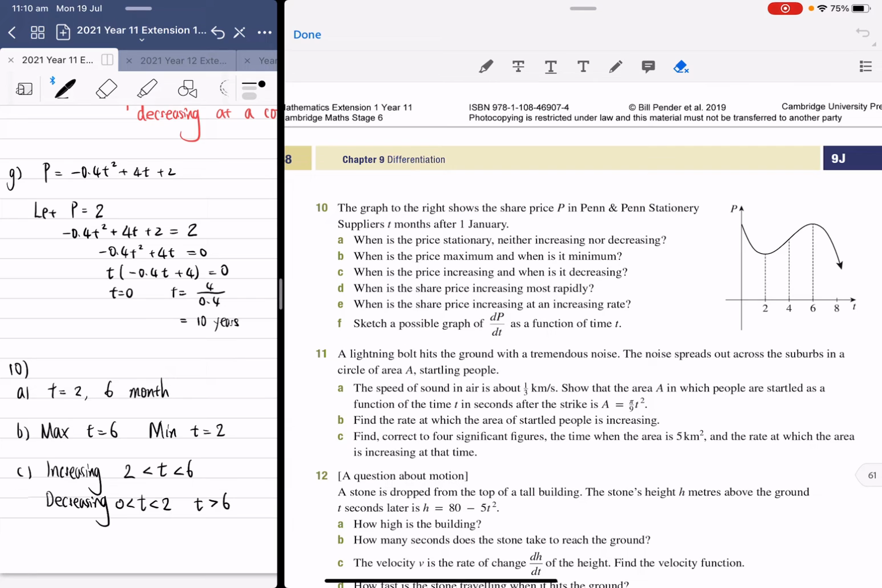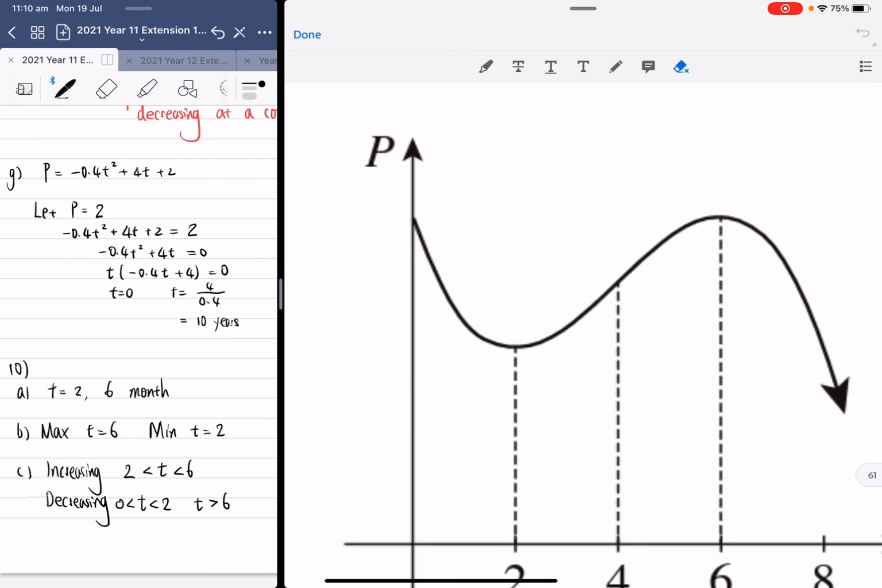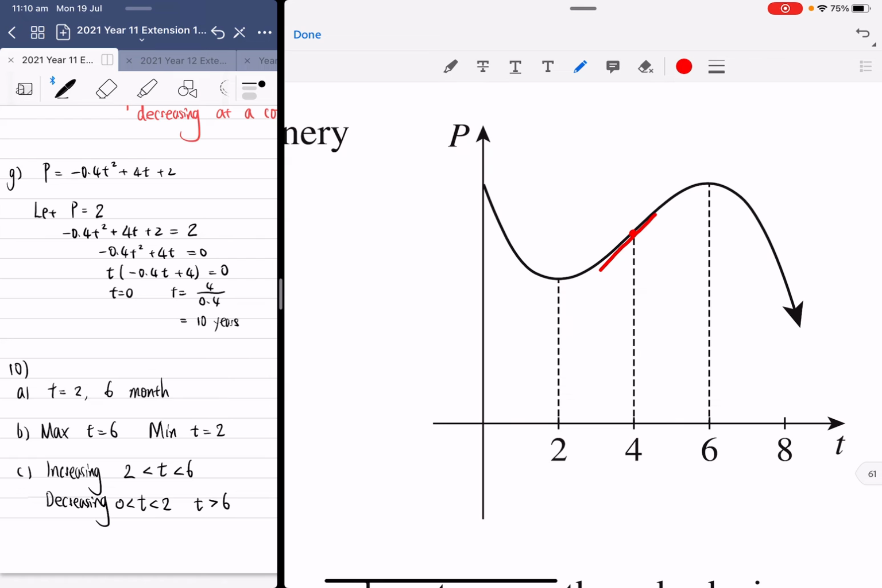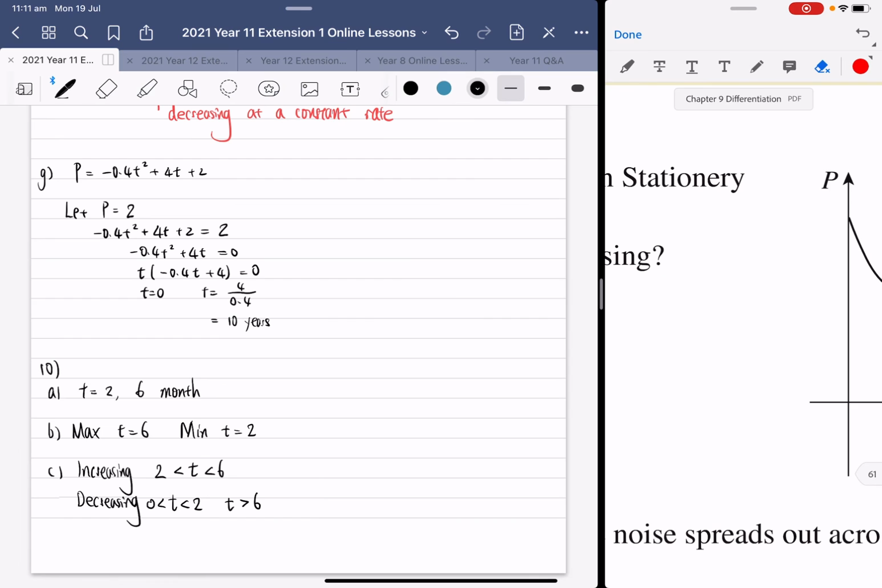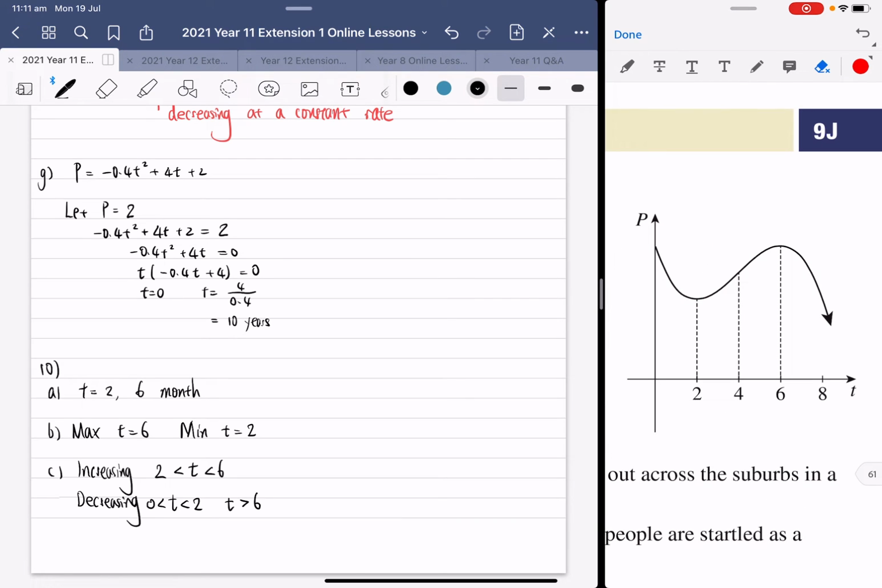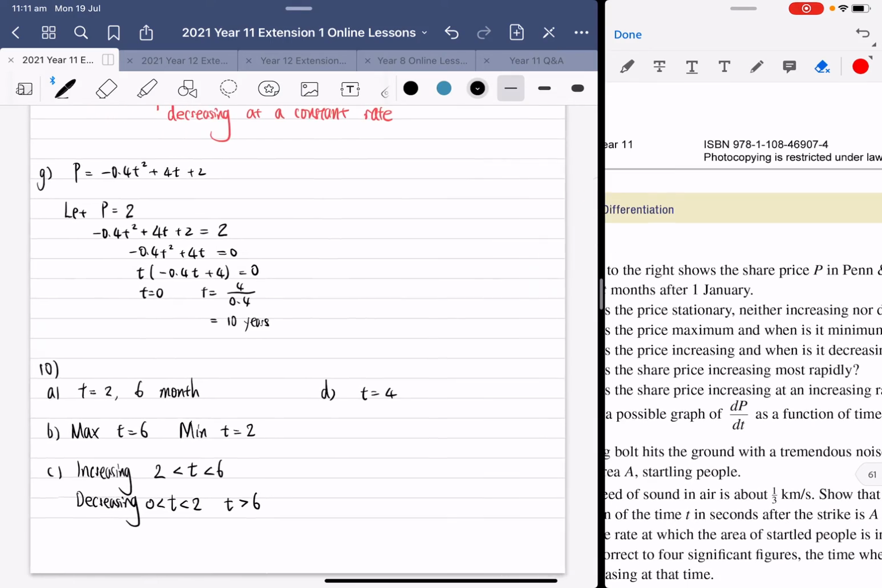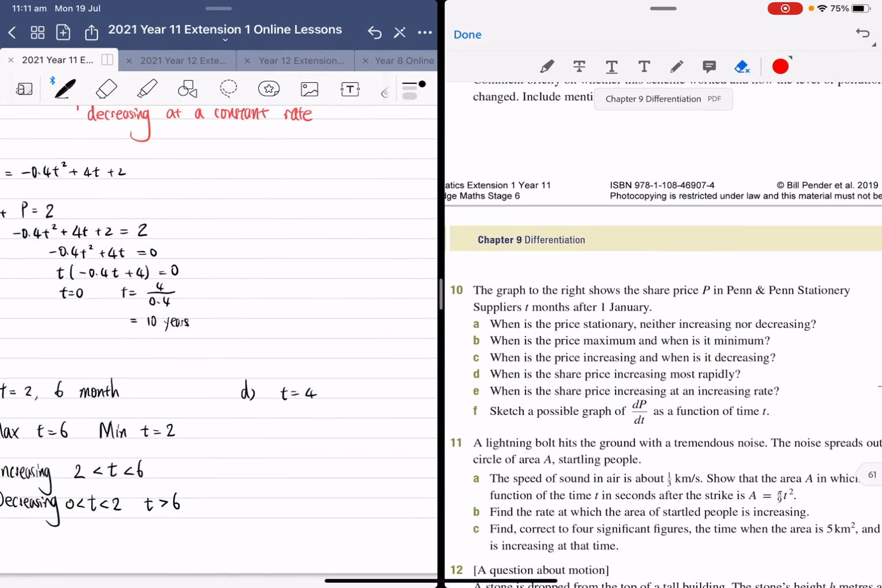Okay, increasing most rapidly means we need to find the tangent, and the gradient of the tangent must be the highest. So let's have a look at this point here. That point will be the steepest gradient, or steepest tangent. So at time t equals 4, that is the steepest. So for question D, when t equals 4, the share price is increasing most rapidly.